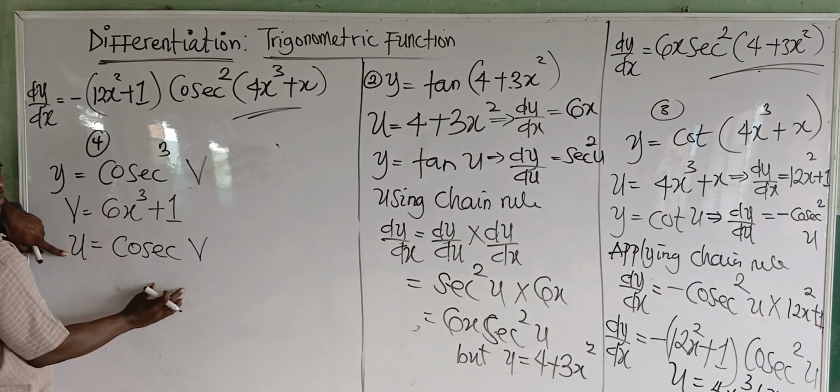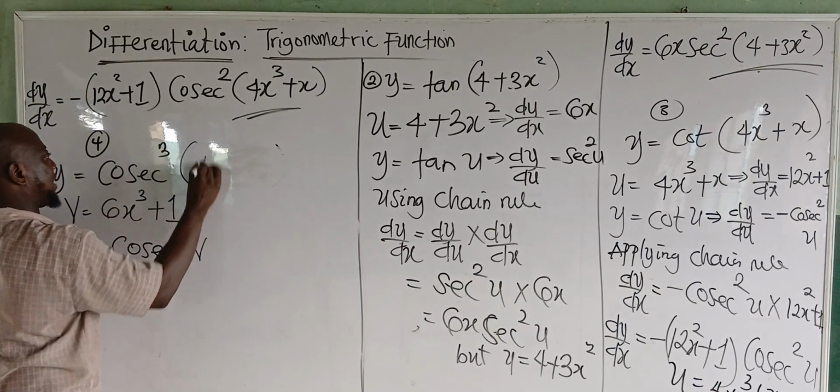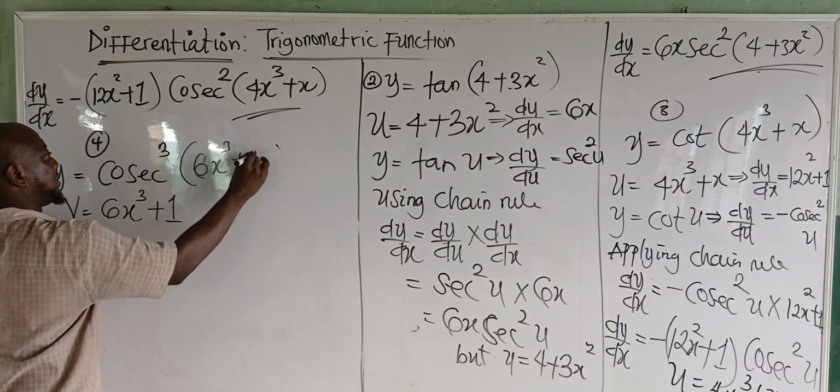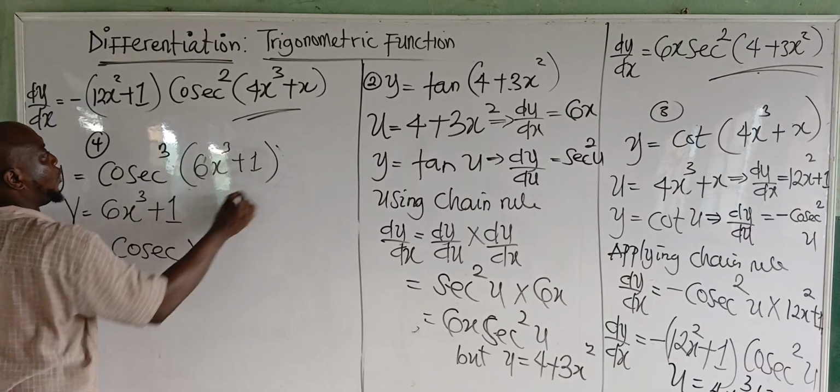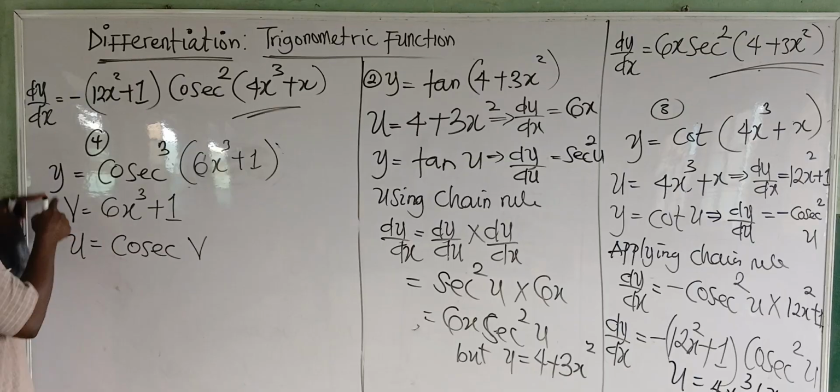That's what I will write here. That's for my u. So let me replace this one back the way it was. So this is it here. So what do we now know going forward? Now, we are not done. We have not gotten our y.